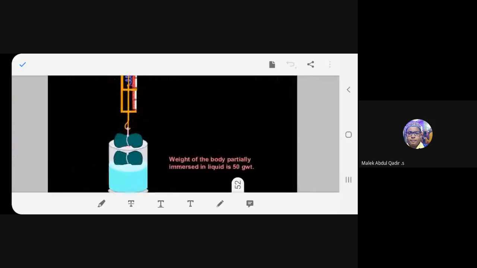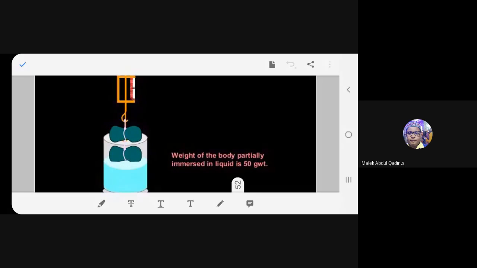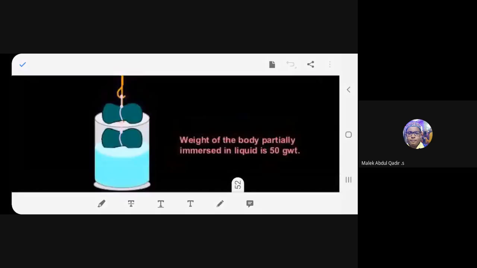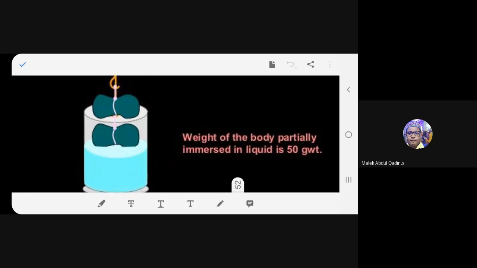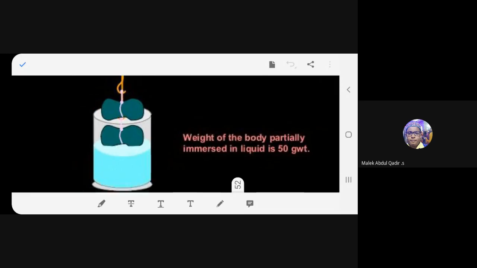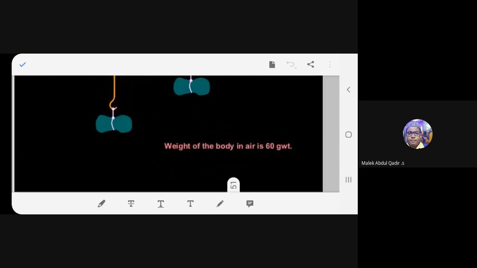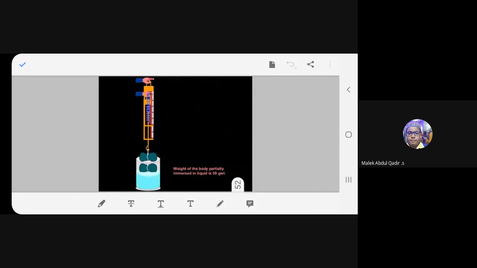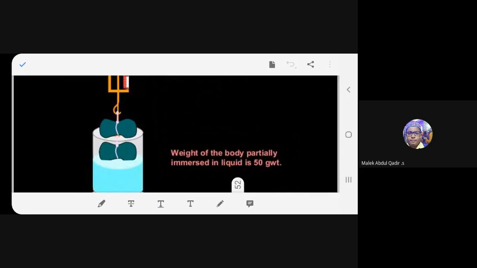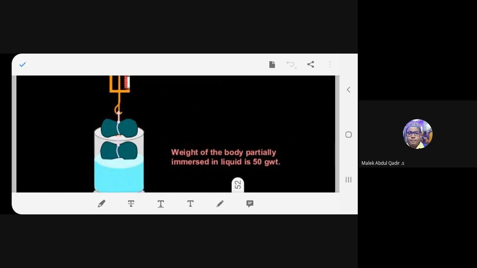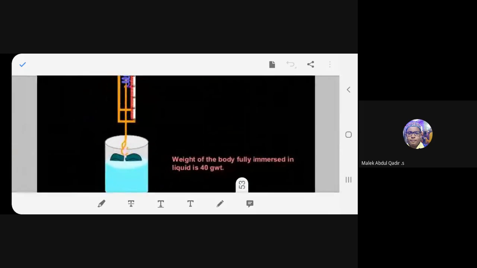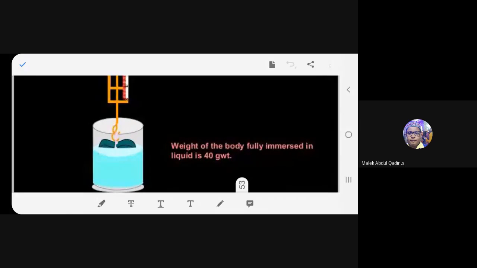The same process we will do with the object partially immersed in liquid. Can you see this? It is half inside the water and half outside the water. This gives 50 gram weight. Here what we got? 60 gram weight in air. When it is put partially in water, half inside and half outside, we got 50 gram weight. And here you can see it is completely inside the liquid. We get the weight as 40 gram weight.